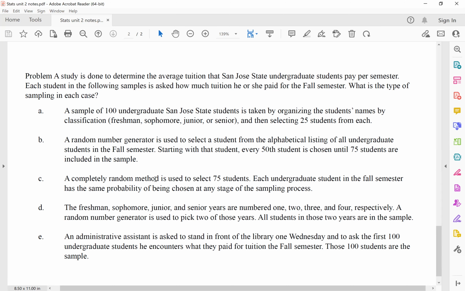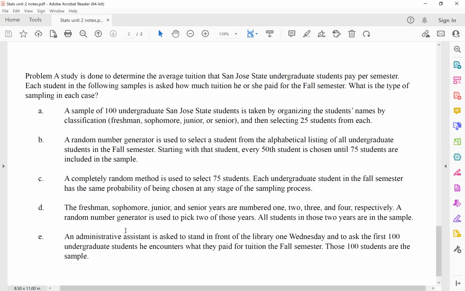Now let's say a completely random method is used to select 75 students. So randomly chosen. Each undergraduate student in the fall semester has the same probability of being chosen at any stage of the sampling process. So everybody has the opportunity of being chosen, the same probability of being chosen. Yeah, this is what we call simple random.